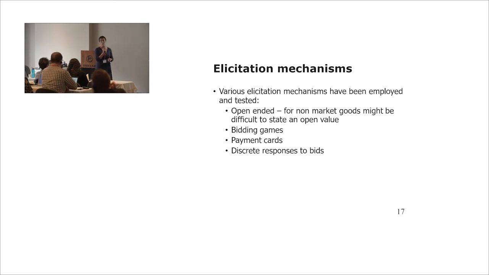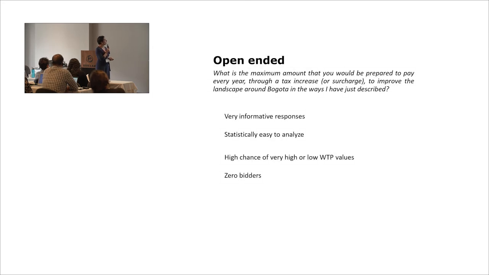So open-ended is still the very popular mechanism. Why is it so popular? Because let's suppose I want to know something about Bogota, I want to protect your landscape, I want to improve your water quality. How much are you willing to pay? Easy. Each of you can give me a number. That number, in theory, is your maximum willingness to pay. So, very informative. I immediately get what I want, the maximum willingness to pay. To analyze, it's the average.